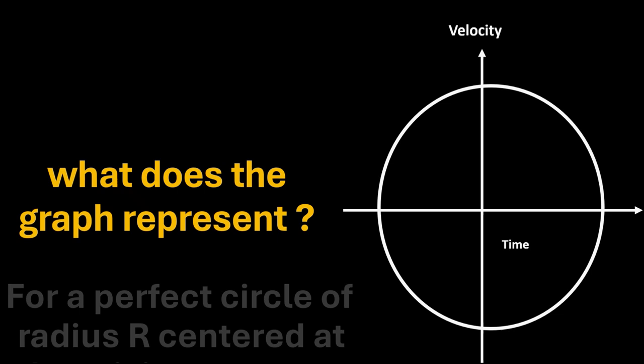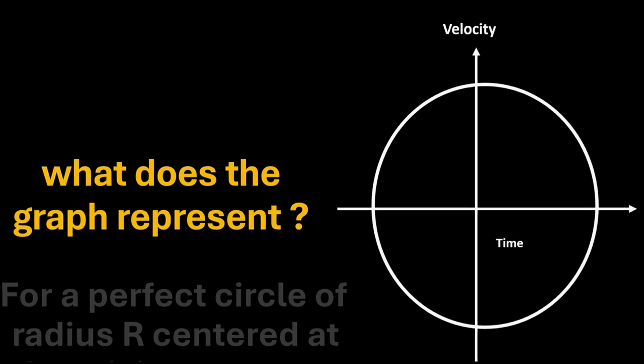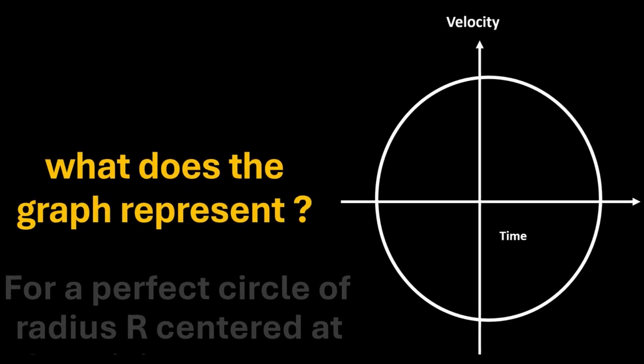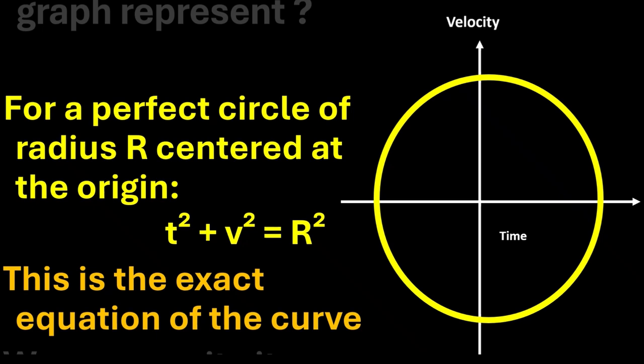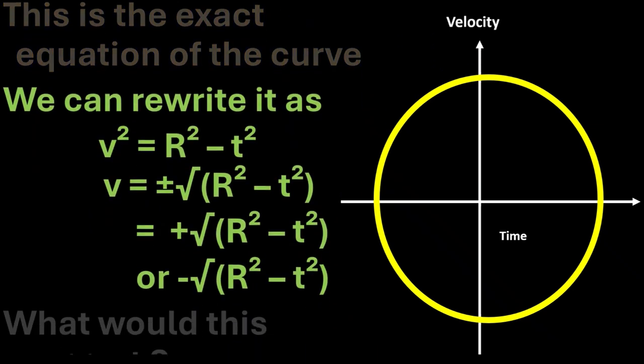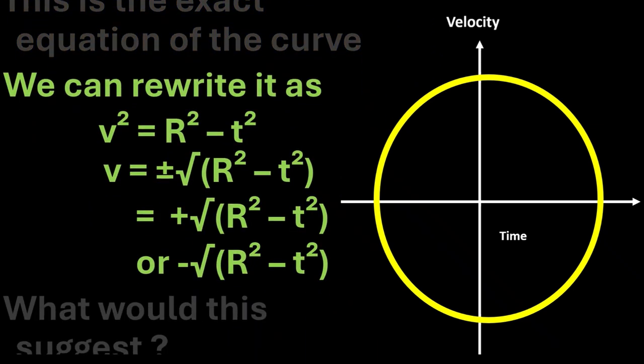So what does this graph represent? We have a circular graph here, right? So this graph is actually a circle with a specific radius, and the equation being t square plus v square is r square. That is x square plus y square is equal to r square, which is the exact equation of a circle.